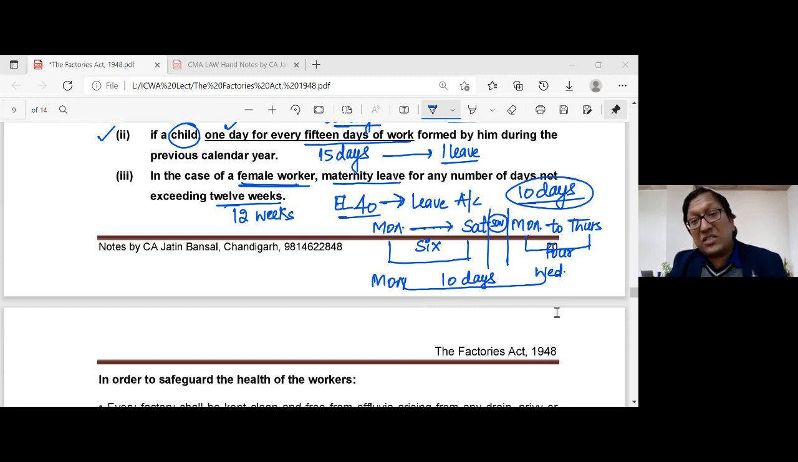I have prepared it specially for you guys. So, is maternity leave 26 weeks or not? I'll check it and definitely report it. But otherwise, it is 12 weeks only.